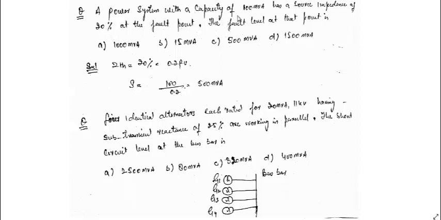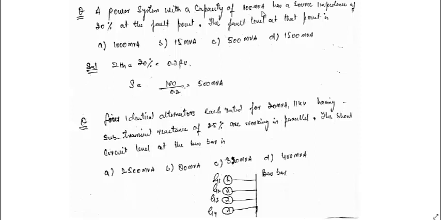A power station with a capacity of 100 MVA has a source impedance of 20% at the fault point. The fault level at that point is, so fault level, it is also known as the fault level. I have deliberately chosen this question so that you may not be confused. Fault level, MVA rating of the circuit breaker, fault level at any point, or short circuit MVA at any point, they are one and the same thing.